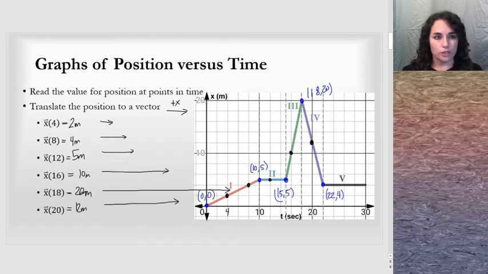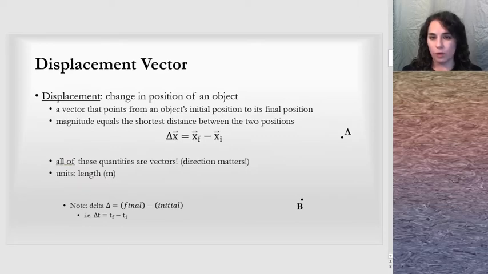So let's look at the displacement vector. That's what we're talking about when we move from one place to another. We're going to have a change in position, and that's what the displacement is defined as. This is a vector. If I change direction one to the left, that's different than changing it to the right. It's a vector that points from an object's initial position to its final position. So whichever way it went to move, that's the direction it points, and that's sort of intuitive.